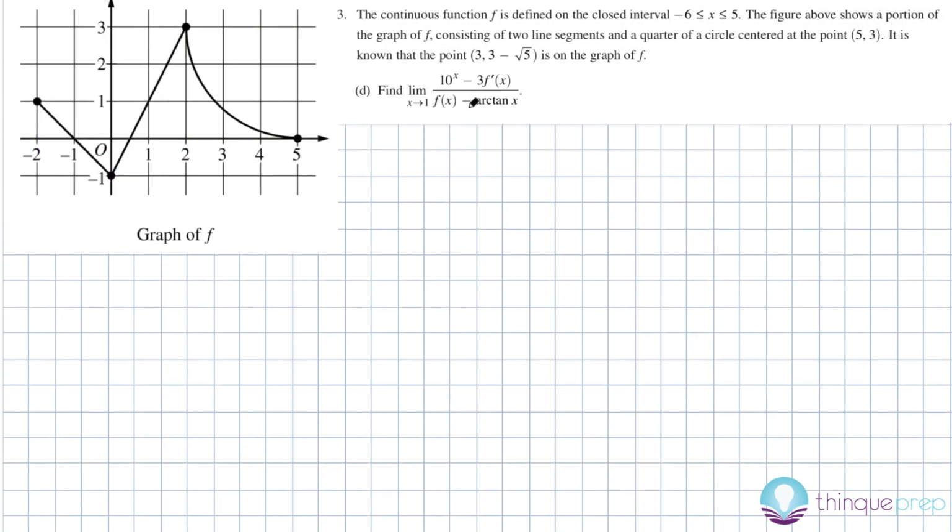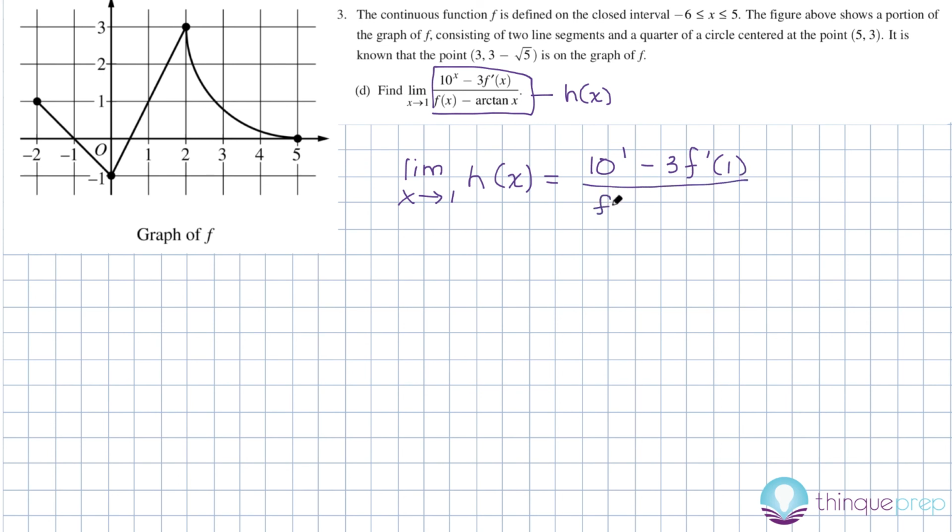Part D is pretty straightforward. It's just asking us to evaluate the limit when x approaches 1 of this entire really weird looking function up there. So when we're evaluating the limit, the first thing we want to do is just directly substitute. And since I'm lazy, I'm just going to call this h of x, because I like the letter h. So we can say the limit as x approaches 1 of h of x is equal to 10 to the 1 minus 3 f prime of 1, all of which over f of 1 minus arctan of 1.